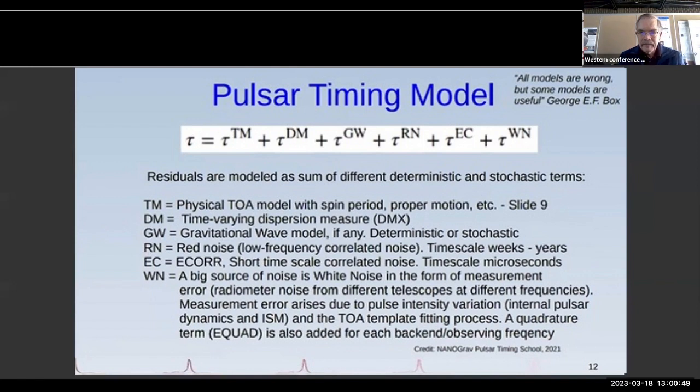or stochastic. Red noise is defined as this low frequency correlated noise. And it's very low frequency. The time scales on the order of weeks to years. And then there's white noise. White noise is something familiar to us because that's what you get out of your own telescope. That's the radiometer noise. And so each telescope, each receiver is going to have different levels of white noise depending on the receiver electronics and everything. So all of those things get rolled into the pulsar timing model.